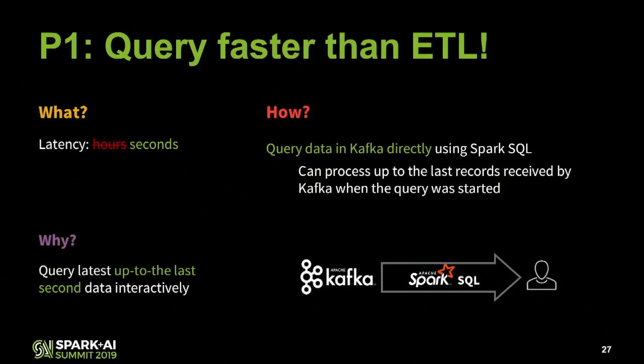And this is a third option. Sometimes, if your end goal is essentially querying the data interactively, and you want latencies even lower than minutes, because I want to query the latest last second data in Kafka, you can directly query Kafka using Spark SQL. You can run batch queries on Kafka, treat it like a file system, and you will query the last record that was received by Kafka at the time the query started. That is also possible, and that gives you even faster results by skipping the ETL step completely.